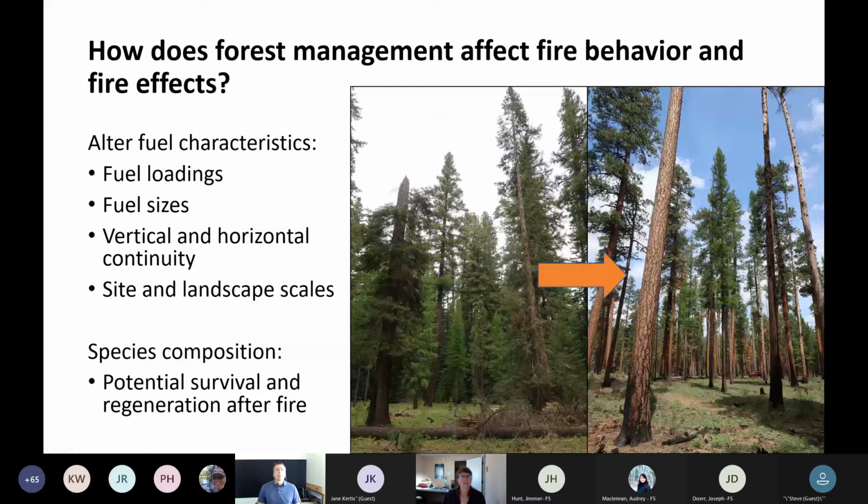The other thing we can think about in terms of how our management influences fire behavior and fire effects is the ways our management influences species composition. We can manage for different suites of species that might be more resistant to fire or more resilient, better adapted to regenerating after fire.